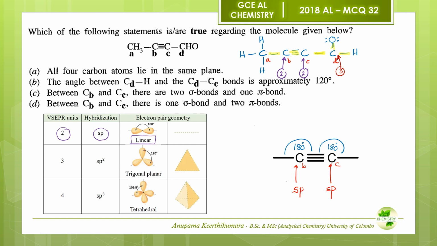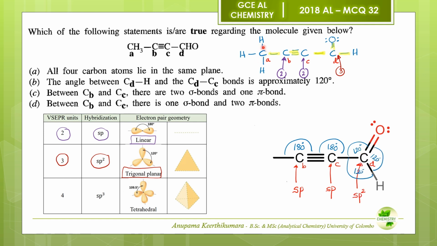If there are 3 VSEPR units around CD, the hybridization is sp2 and the electron pair geometry is trigonal planar. Now we will draw the geometry around CD. There are 3 VSEPR units around CD. Therefore, hybridization is sp2, the electron pair geometry is trigonal planar, and these bond angles are approximately 120.